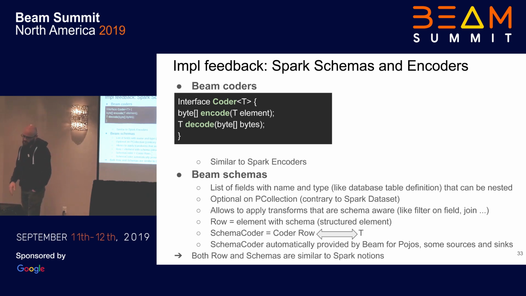You can also join on this special field of the object. Beam also provides what we call a Row. Row is basically the element plus the schema. So that's the structured element. And we provide the equivalent of a coder with SchemaCoder. So that's a coder like this one, but instead of using a bytes array, it uses Row as input and output. So all in all, a Spark Row and a Beam Row are pretty much the same. And a Spark schema and a Beam schema are pretty much the same.